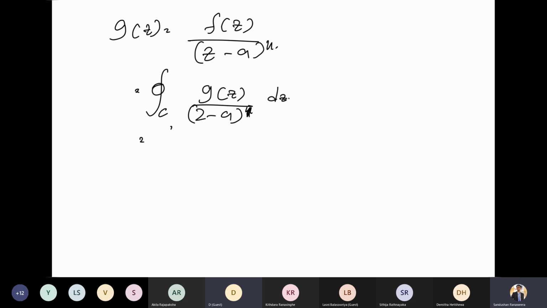I convert this integral as the contour integral of g(z) divided by z minus a. So I will substitute in terms of f(z) divided by (z minus a) to the power n plus 1. Okay, no, k plus 1, because this is k here, and dz. Now what will happen? In your Laurent series, you can go to the handout, you will see how these minus powers come.